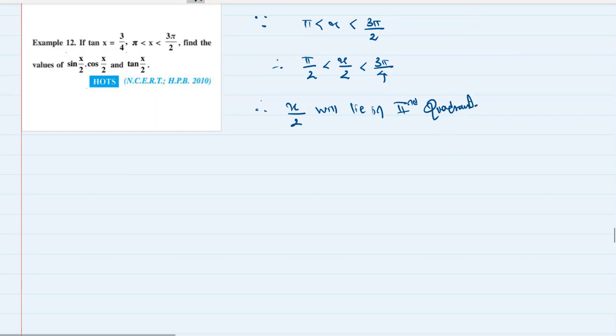So sine x by 2 will be positive, but cos x by 2 and tan x by 2 will be negative. So we have already got the signs, that is positive or negative, of the answers. Now we have to find the values. So let's focus on finding the values.